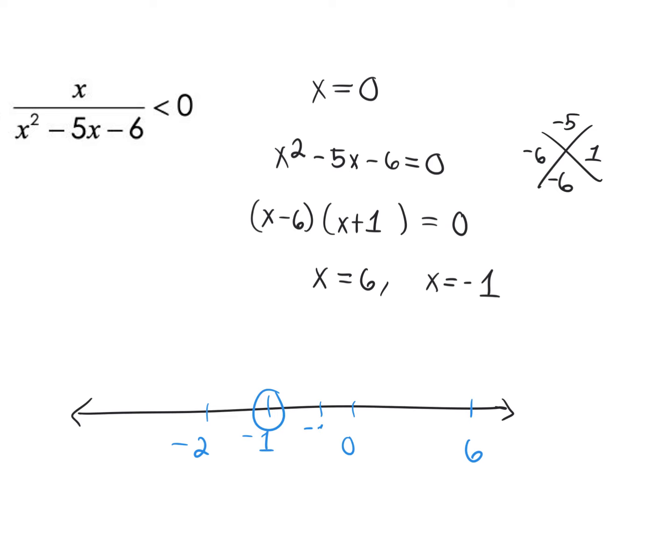So we're going to do negative 1/2. And then we're going to have between 0 and 6, so we'll use 1. And then we have after 6, so we'll use 7. So now we can plug these values into our equation and see what we get.